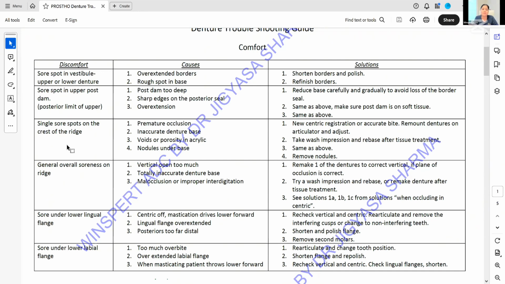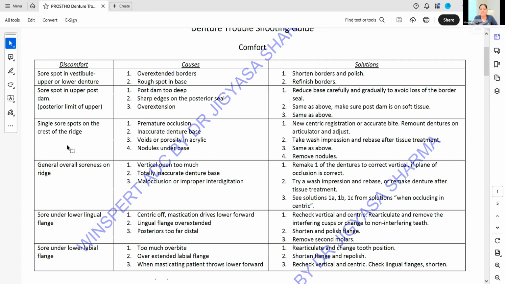Then comes your single sore spot on the crest of the ridge. That's a very pathognomonic sign of a premature occlusion as well, when it's a single spot that hurts. We have seen questions like that in the past as well in the exam, and you can expect it to return and be asked again as well. That when a single sore spot on the ridge is seen, a premature occlusion is a very likely cause.